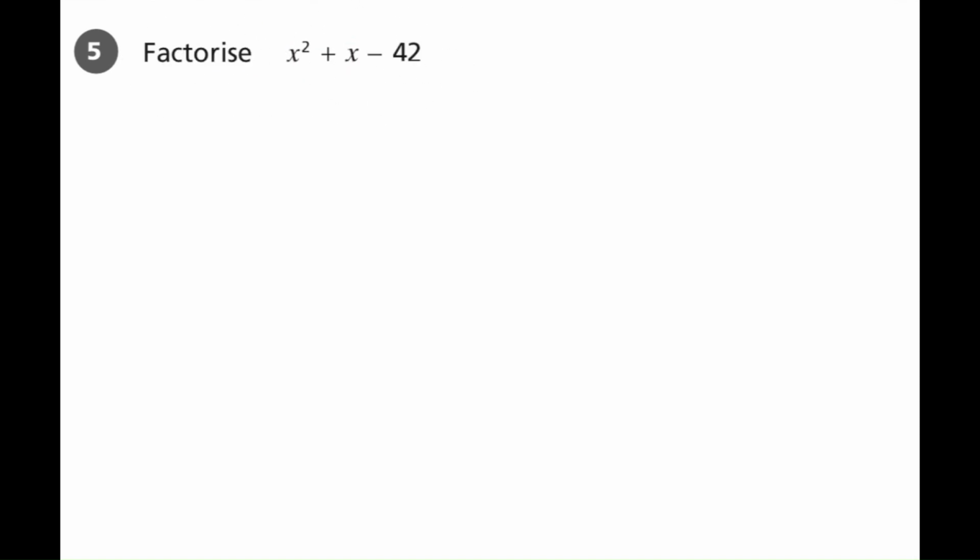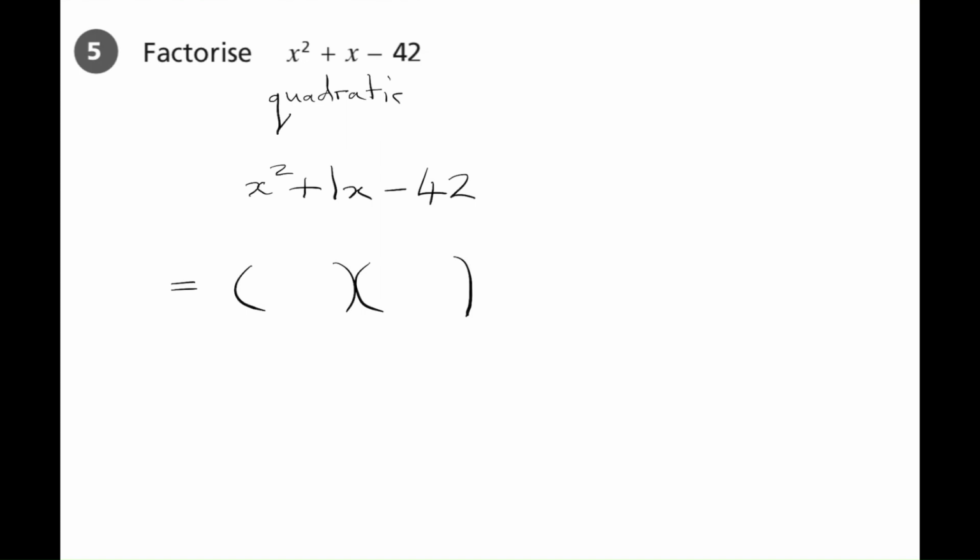And the highest power is a square, so this is known as a quadratic, and we will be able to factorize this into two brackets. We have x squared plus x means plus 1x, and then subtract 42. We know that this is going to go into two brackets, and the brackets must start with an x, because x multiplied by x will give the x squared at the front.